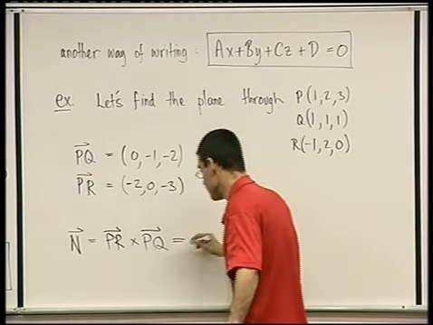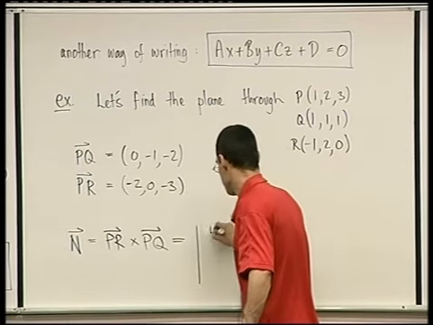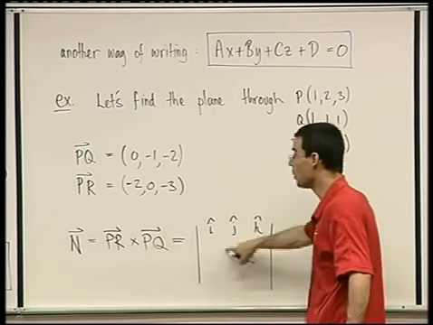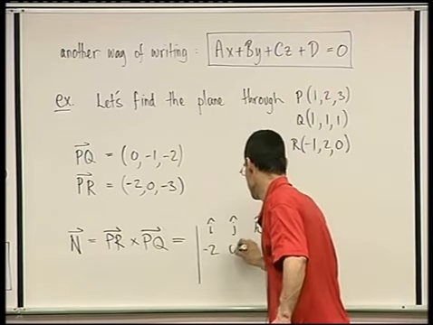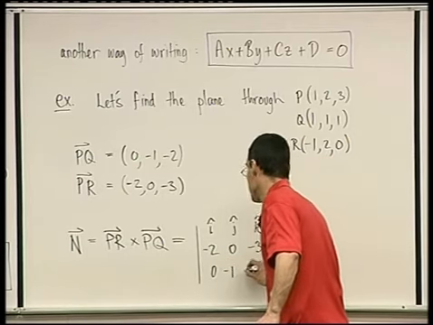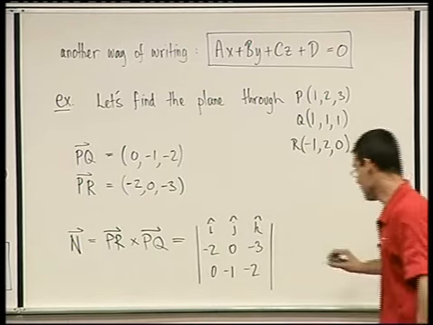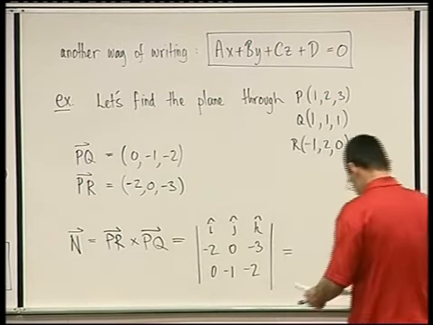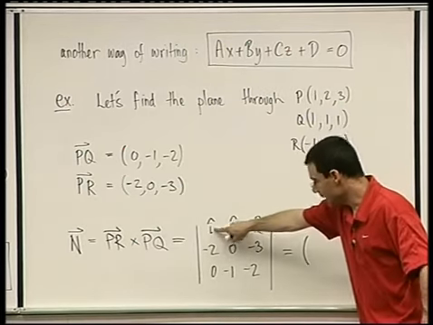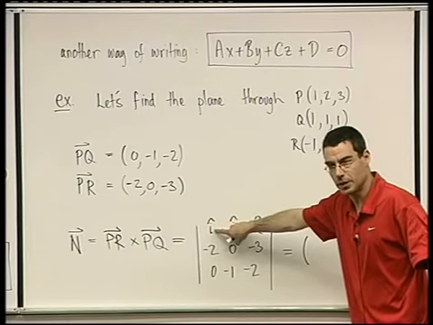So how do I do this? I know how to do this. It's this determinant business, remember? So it's i, j, k, and then the components. So PR was minus 2, 0, minus 3, and PQ was 0, minus 1, minus 2. Do you agree? And now let's do this. So what do I get? Let's see. In the i direction, look up here. See that you agree and you know what you're doing.